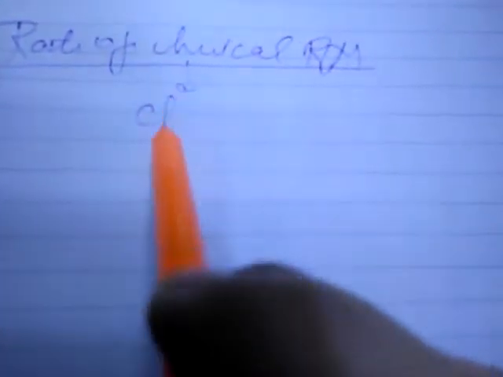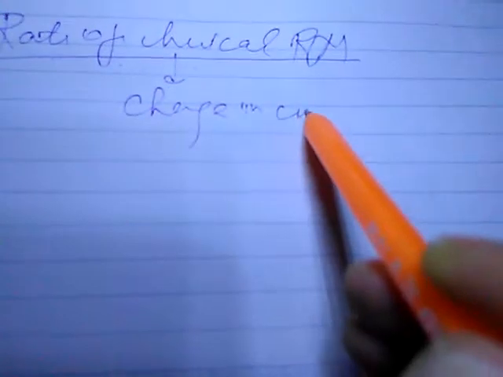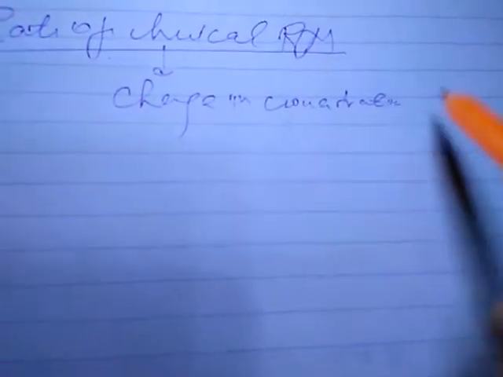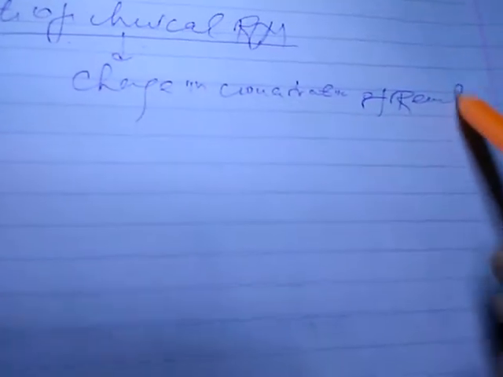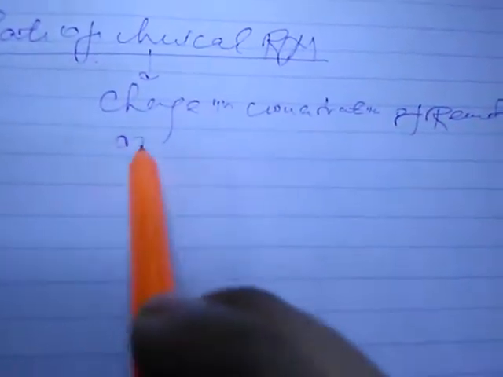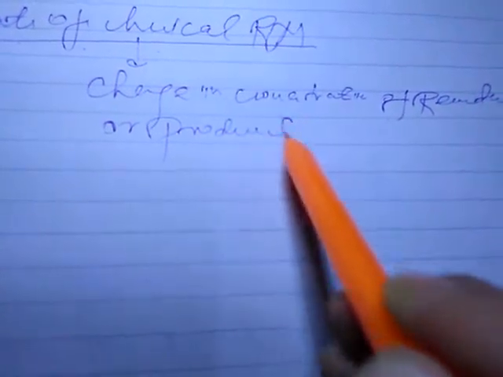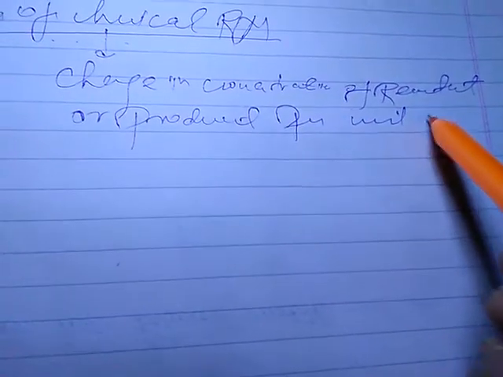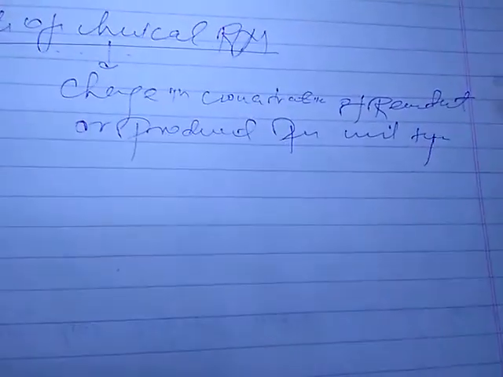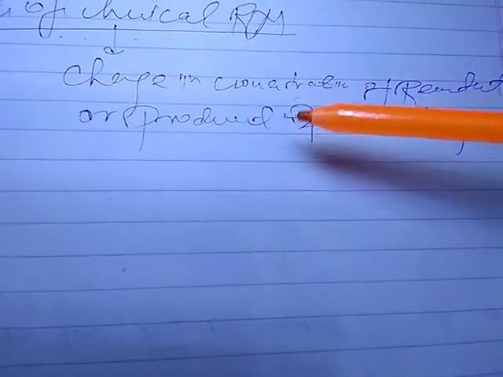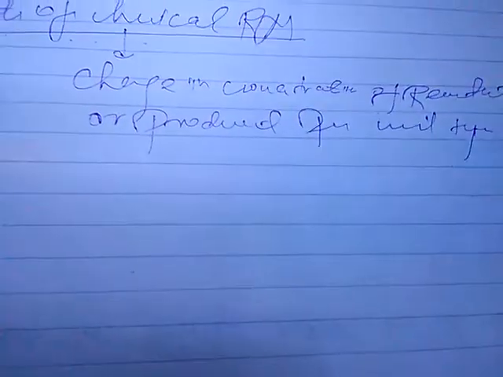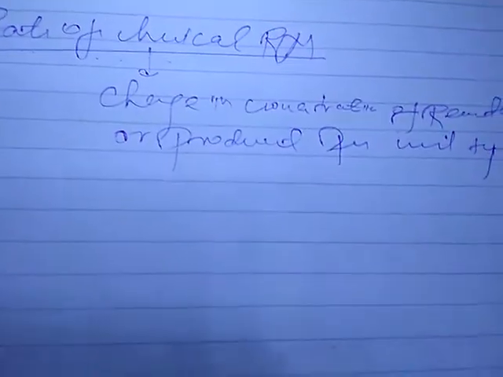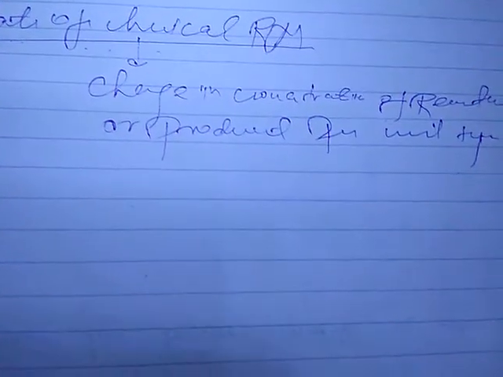We can define it as change in concentration of reactant or product per unit time. In per unit time, how much of the change is being observed in the concentration of reactant or product, this is what we call the rate of chemical reaction. This is a very simple way to define the rate of chemical reaction.